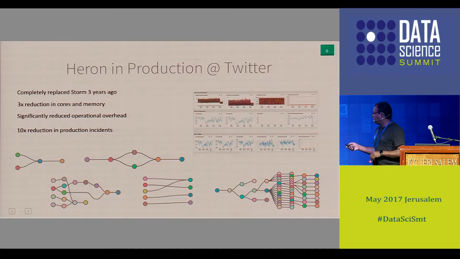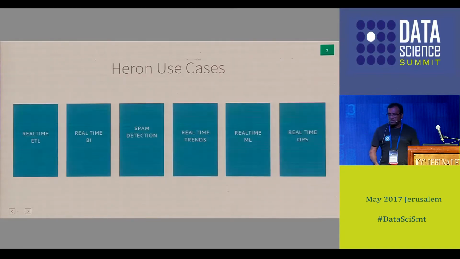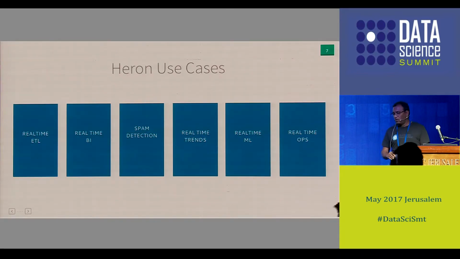Some examples of the shapes of the jobs running inside Twitter include very simple jobs all the way to complex jobs. And this is a dashboard that we use to monitor the jobs, so that if you have any trouble, you can look at the graph and see what's happening. Heron is used all over Twitter, and that includes several use cases, some of them being real-time ETL, the extract, transform, load, and real-time business intelligence.